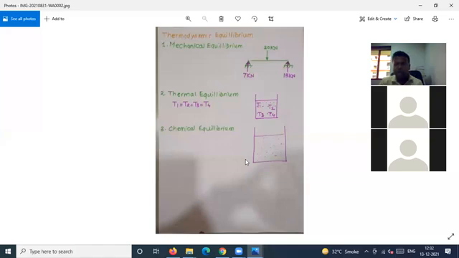Now let us go to mechanical equilibrium. What is mechanical equilibrium? As the name indicates, it is related to force and movements. The basic idea is that for every action there will be an equal and opposite reaction. That means the system should be balanced: in simple terms, there should be an absence of any unbalanced force.